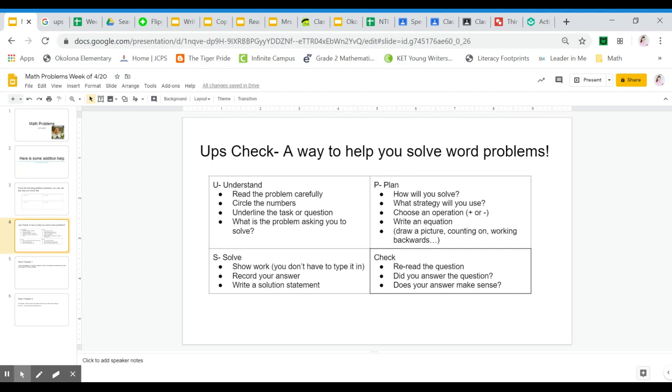Okay, and hopefully this always has been so helpful to you in class. So don't forget to use it because we have a lot more success with word problems when we use this. So let's talk about understand.